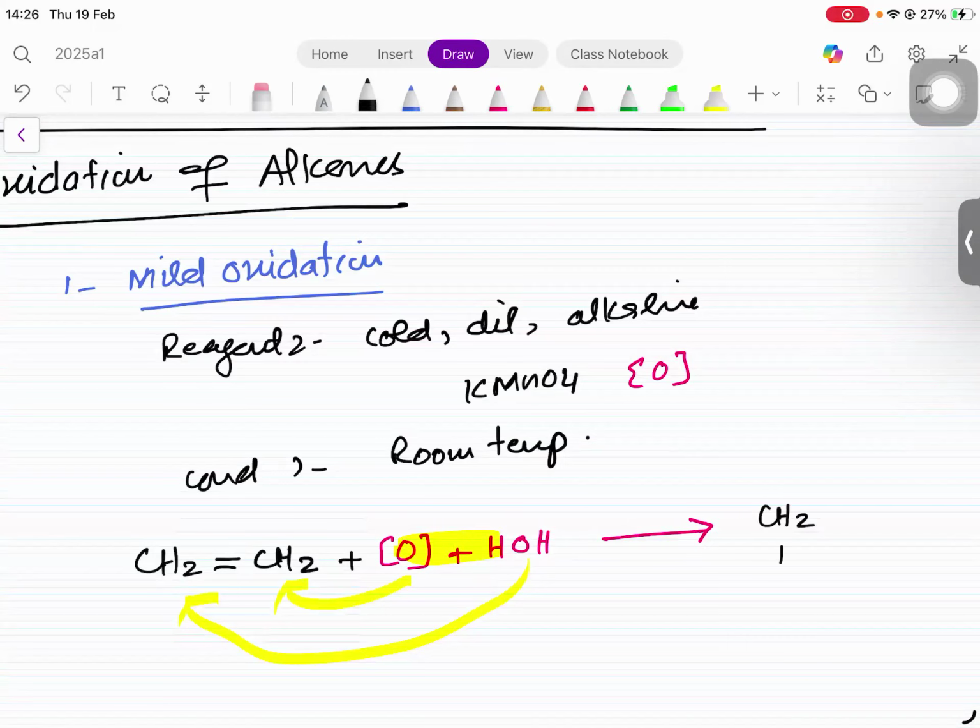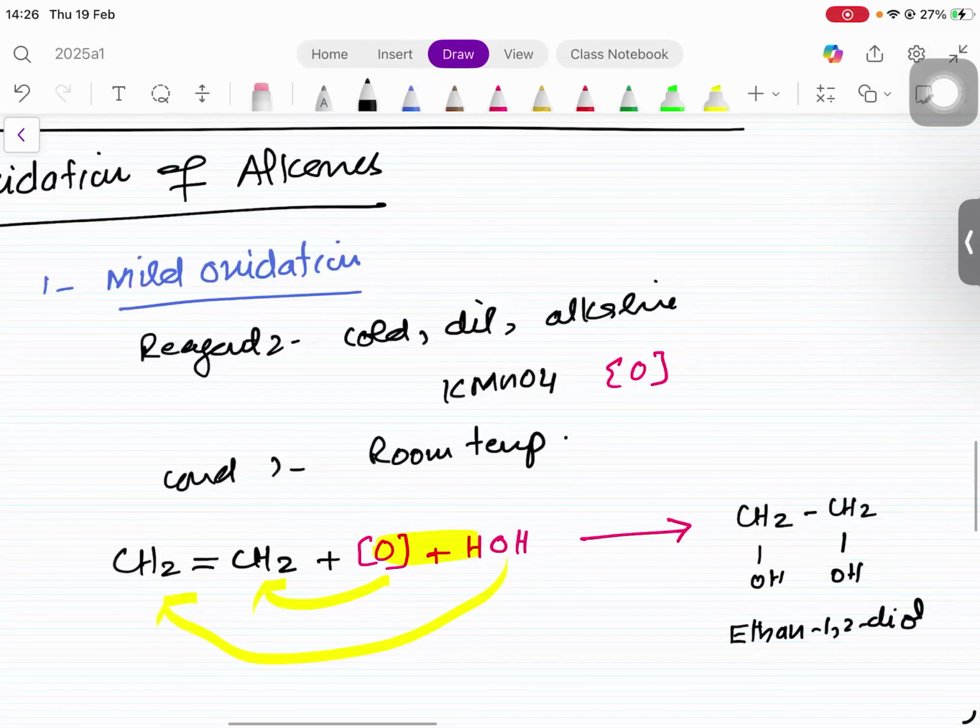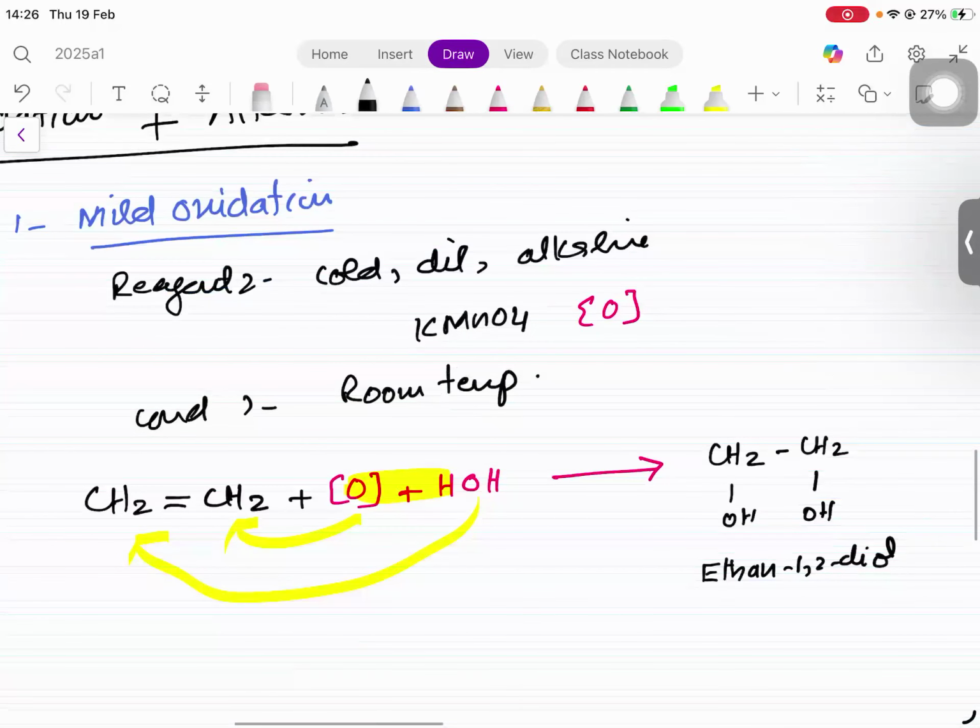So the product is diol. Ethane 1,2-diol. The double bond is converted to single bond and both these carbons now have OH. So what is formed? Ethane 1,2-diol. So in all these cases, a diol will always be formed, children. Right? The KMnO4 symbol is O and dilute means water. So it's a very straightforward reaction.